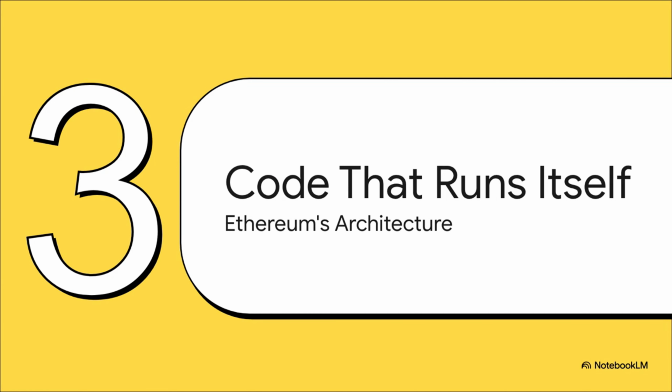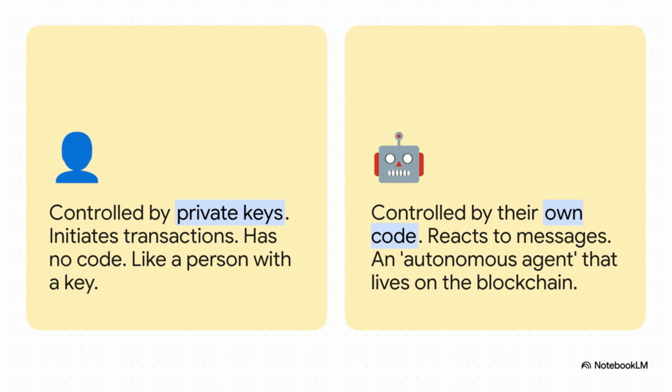Okay, so we've got the what and the why. Now let's get into the how. How in the world does Ethereum's design actually let this self-running code exist and operate securely on a massive global network? Well, on Ethereum, there are basically 2 kinds of accounts.